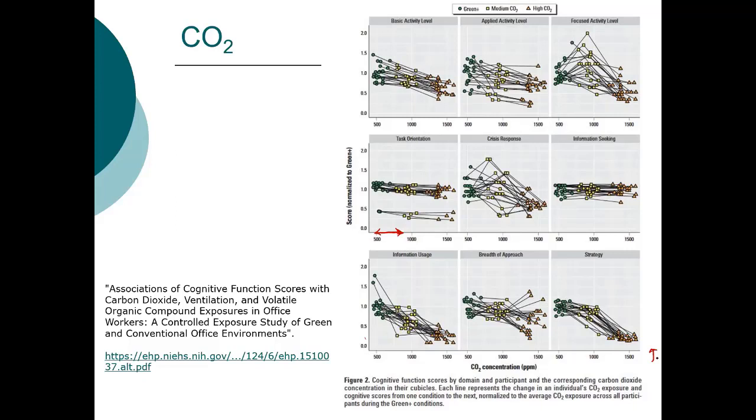Why? Why does anybody care about CO2 and COVID? If there's excess CO2, there isn't proper ventilation. Exactly. If there's high levels of CO2, there's improper or insufficient ventilation. COVID is airborne. It's transmitted through the air. So if there isn't sufficient ventilation and someone has COVID and they're expelling the virus, it's going to hang in the air.